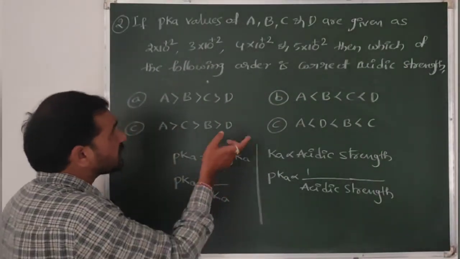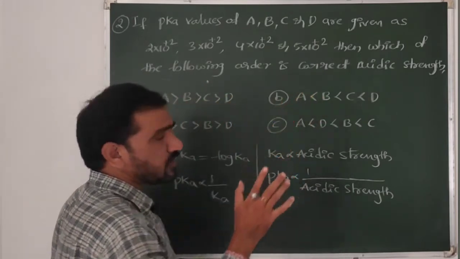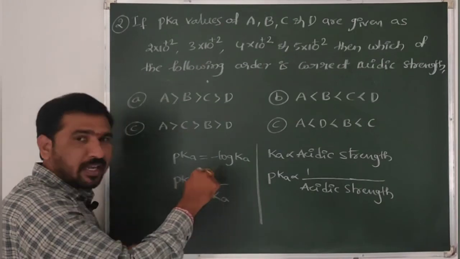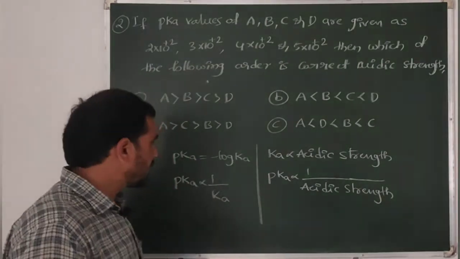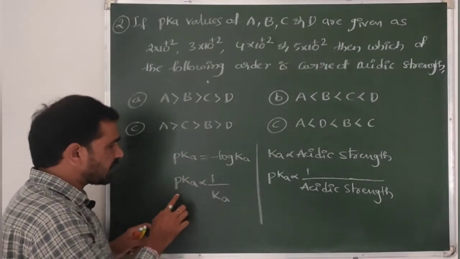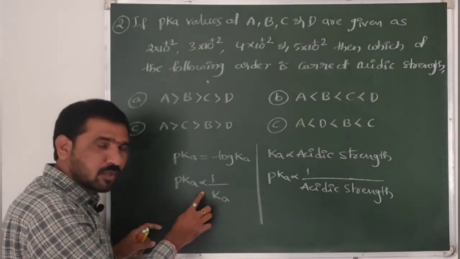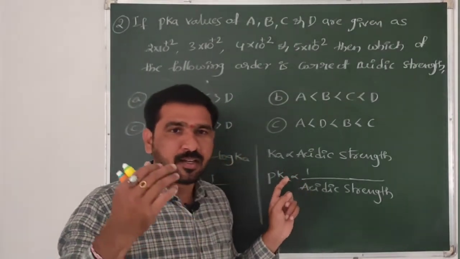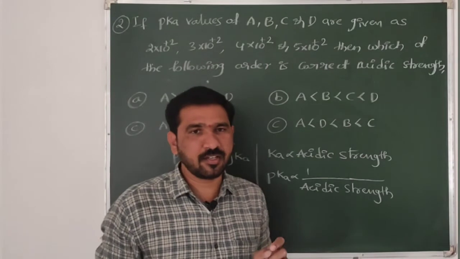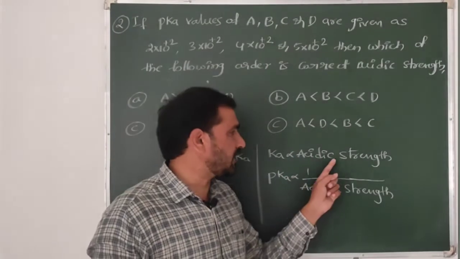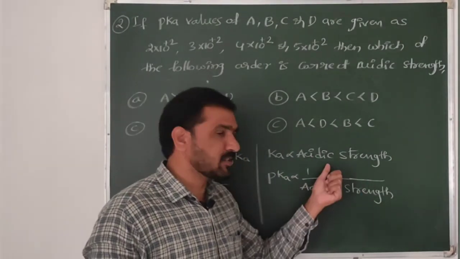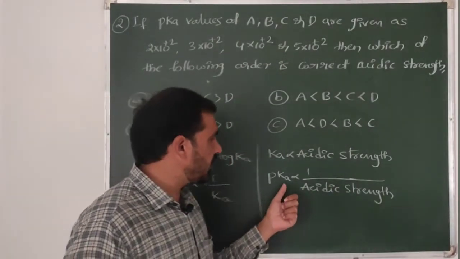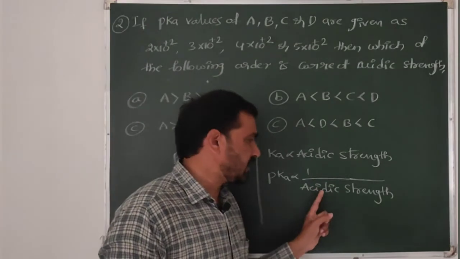So here, beta, we need to gather the relation between pKa and acidic strength. pKa is equal to minus log of Ka. Therefore, pKa is inversely proportional to Ka. Then Ka, beta, is the dissociation constant of an acid, which is directly proportional to acidic strength. This we have discussed now, beta. Therefore, pKa is inversely proportional to acidic strength.